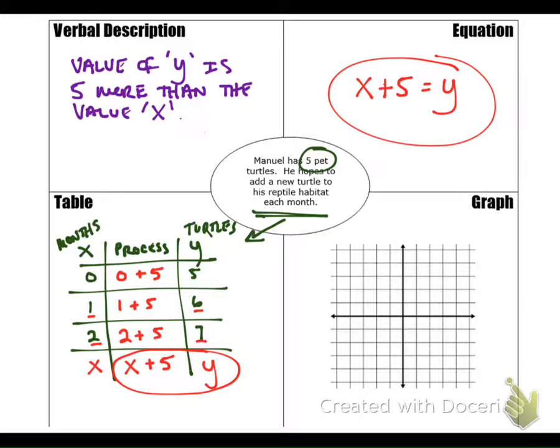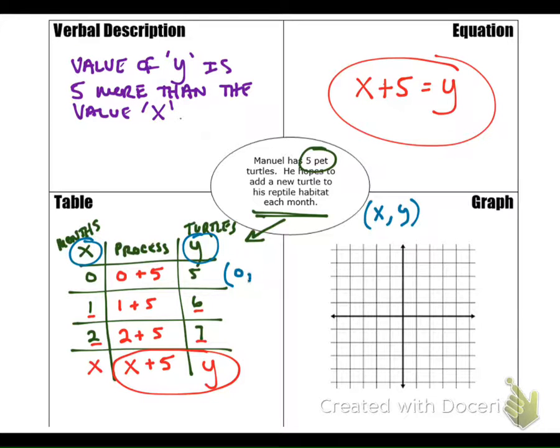Now the last one we need to look at is our graph. Okay, for our graph, we really want to come to the table. The reason we want to come to the table is because this information right here is going to tell us what to put on our graph. Now notice at the top I put x's and y's. That was for a reason, because I want to make ordered pairs. We have to remember that our ordered pair is x comma y. And so I can see that on my table.